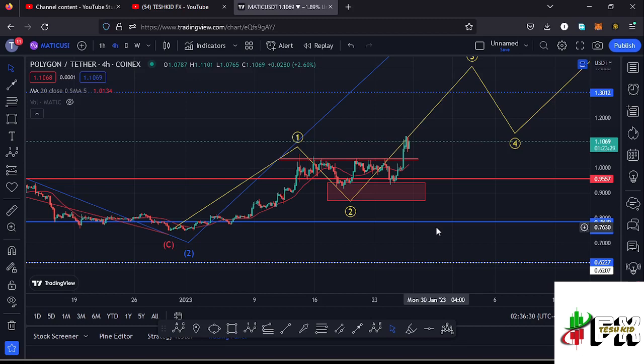And here on the 4-hour chart we are also trading above the 20-day MA, meaning we have the support for us to continue pushing even higher, and that move to the upside has continued to obey the Elliott structures.